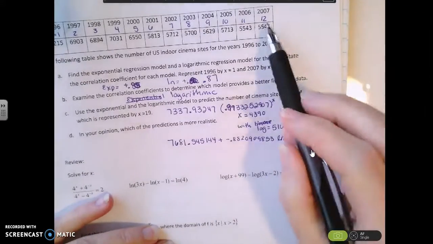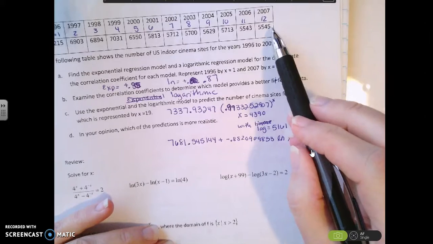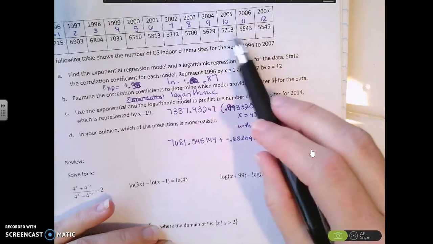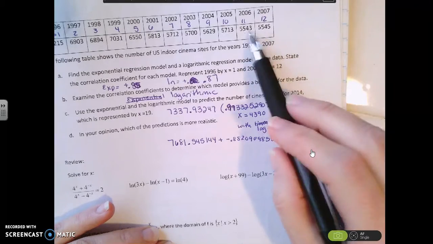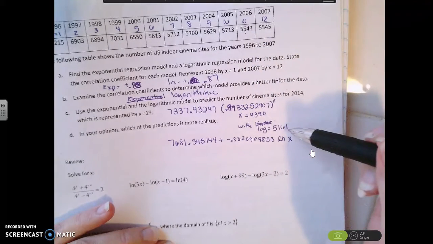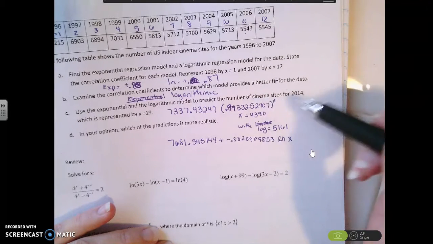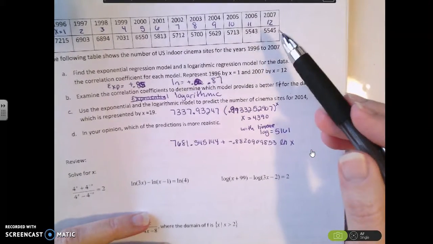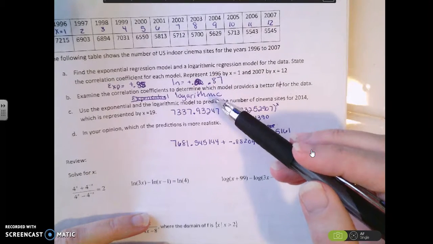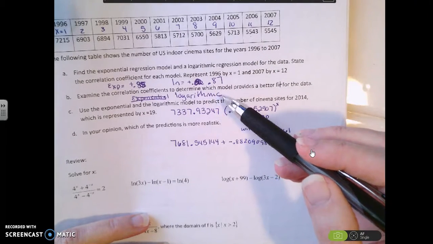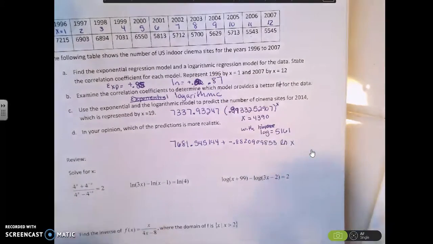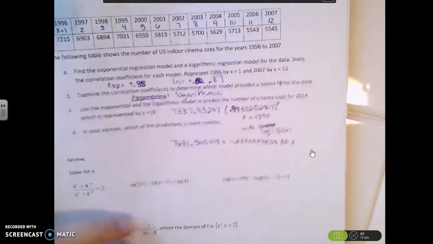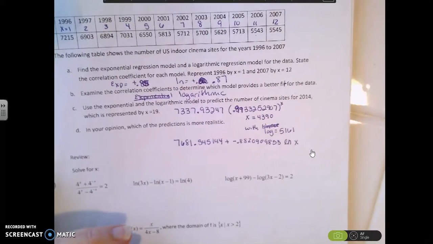So which one's a better projection for the year 2014? At the rate of decline here, you notice that the decline did slow down a little bit right in here. So 5,161 does make more sense. So that is more realistic. If you actually think about the year 2014, how much has it declined? It probably hasn't declined that much more, but maybe there's less usage for those indoor cinemas. So this is how you use your calculator to come up with these regression lines, and you can do that with linear, exponential, or any others that you want to do.